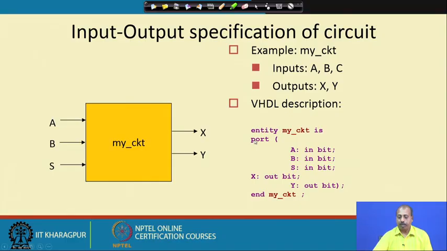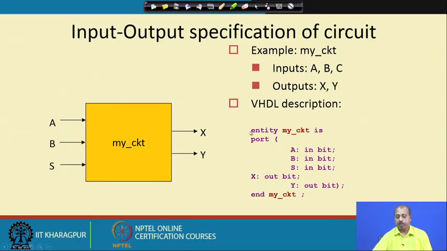One important part here is the port. It has got a few ports: A, B, S, X and Y. Out of these, A, B and S are input ports of type bit, and X and Y are output ports and they are also of type bit.